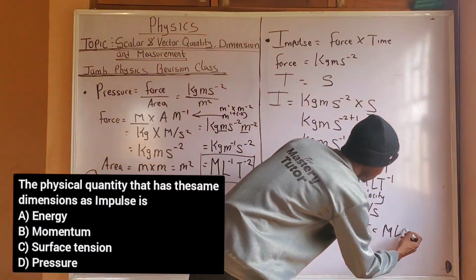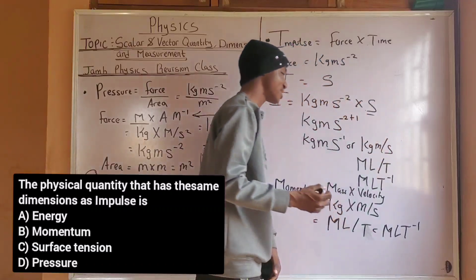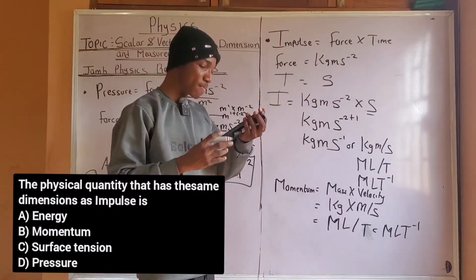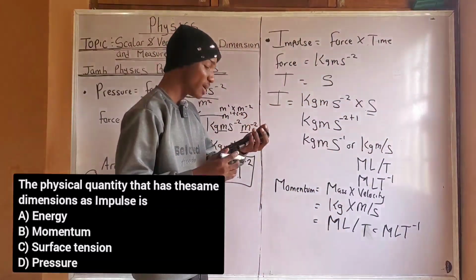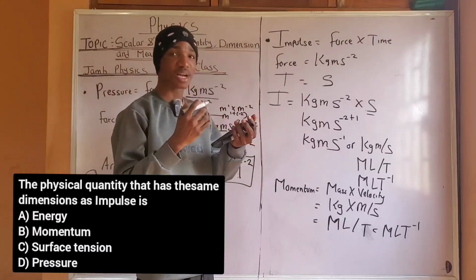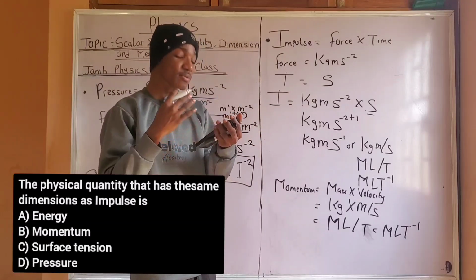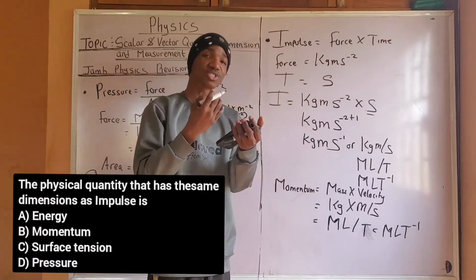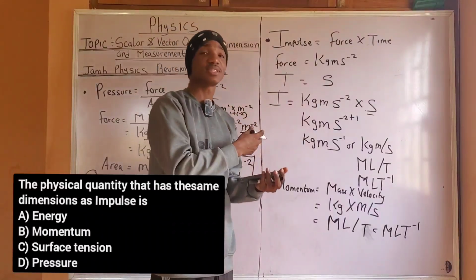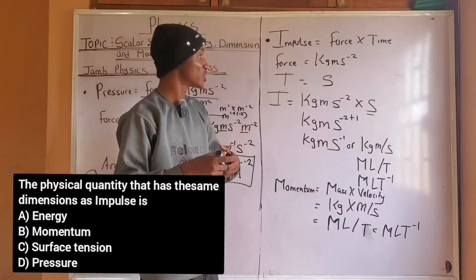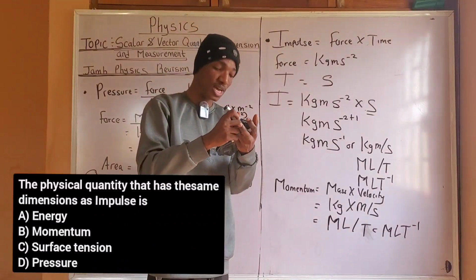M L t raised to the power of -1. You can see that the correct option to our question is option B, which is momentum. Momentum is the physical quantity among our options that has the same dimensions as impulse. If you check for energy, surface tension, or pressure, you are not going to get this result. So that is the solution to that question.